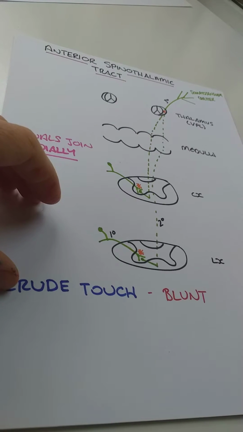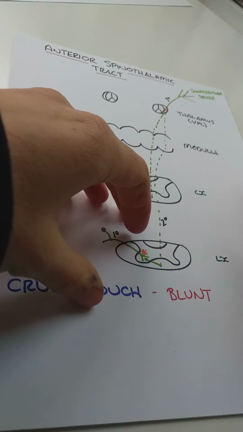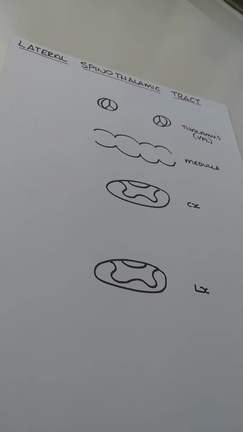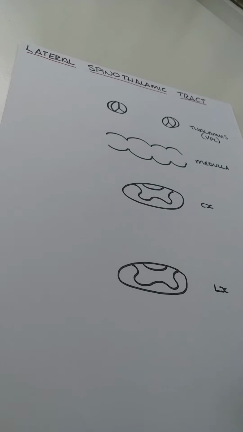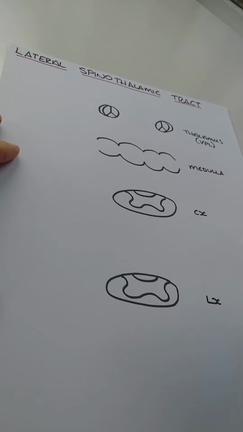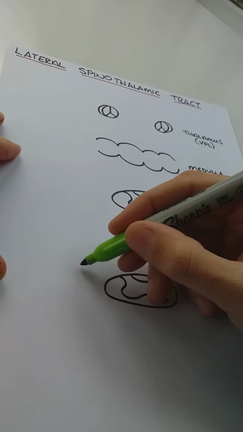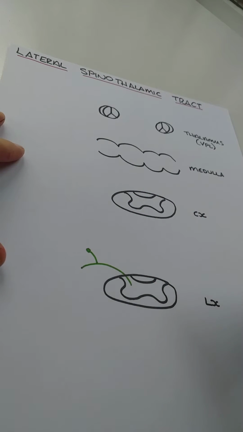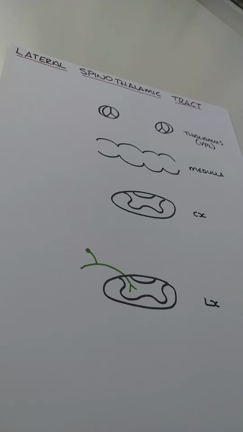Right, actually, while we're at it, we might as well do lateral in the same video, because it is very similar. Hang on. Right, so lateral spinothalamic tract. Now I've got my paper all sorted out. So your signal comes in. So lateral, this actually enters via the dorsal part. Don't panic. And what happens here?